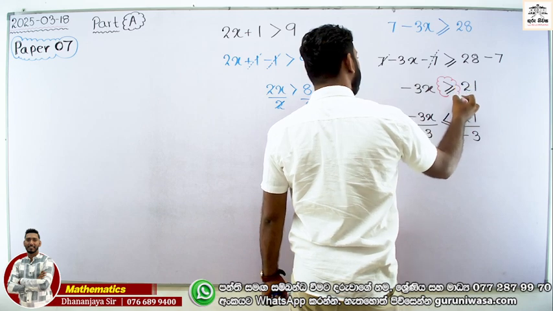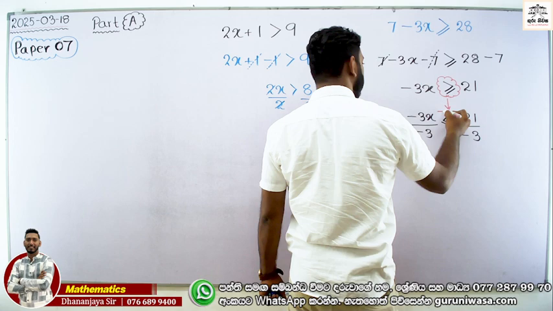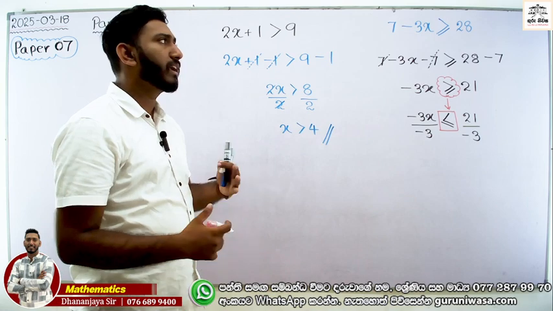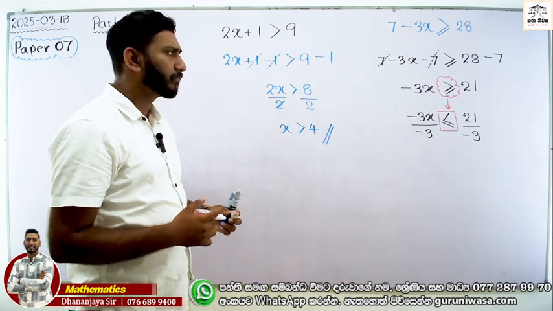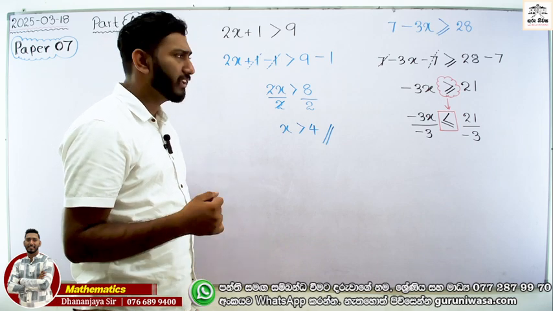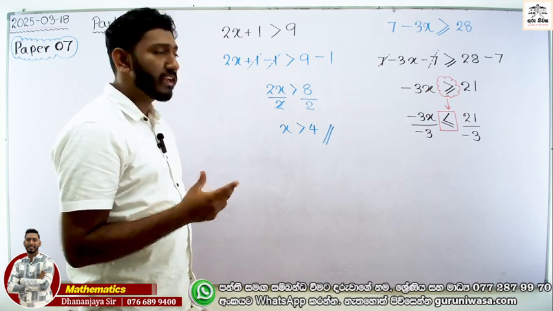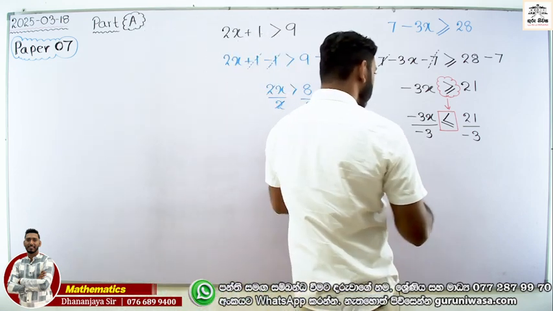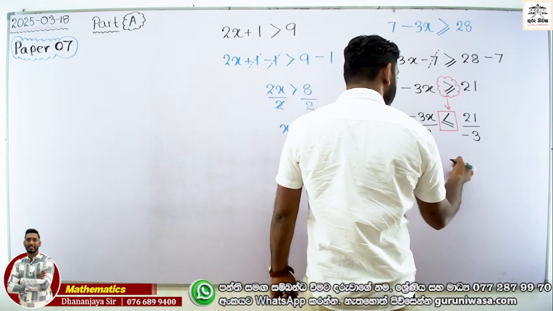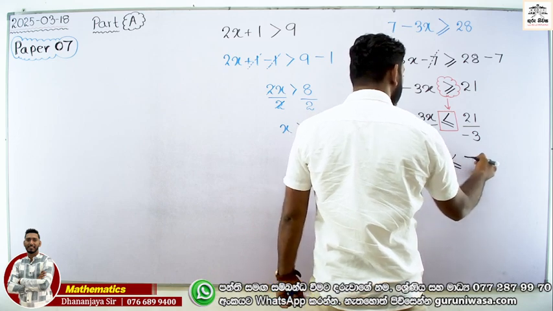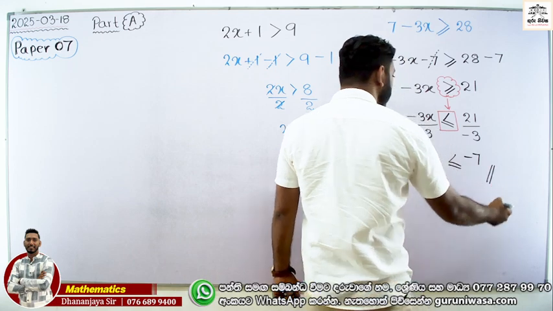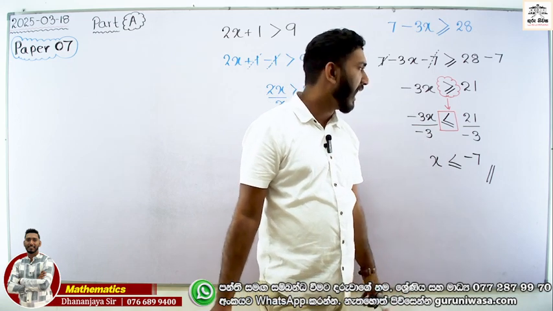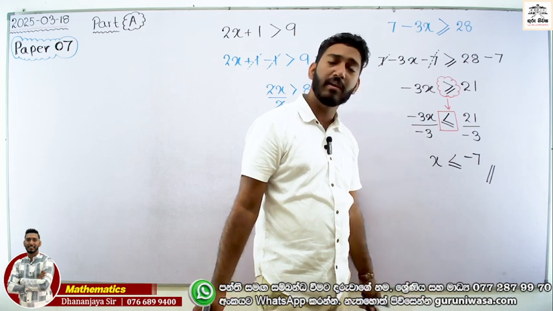That's the inverse thing. When you are multiplying or dividing by a negative number in inequalities, the inequality sign changes. It turns the other way. Now the answer becomes x less than or equal to minus 7. How did it become minus 7? Because 21 divided by 3 becomes 7 and positive 1 divided by negative 1 becomes minus.